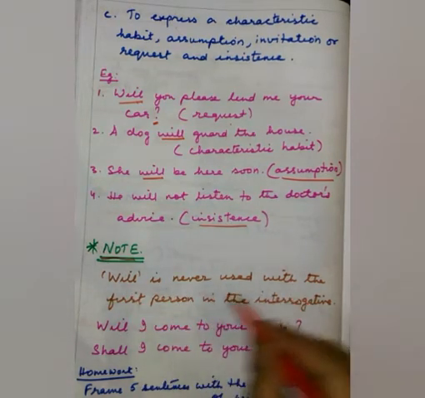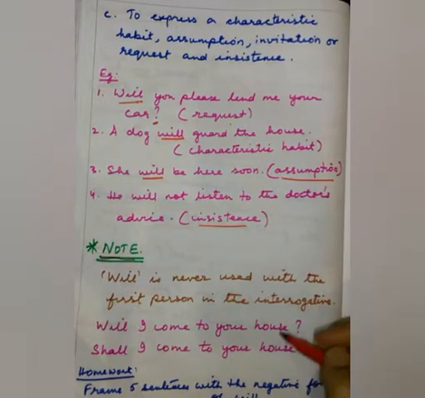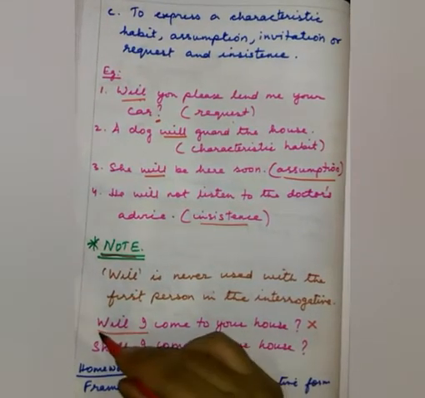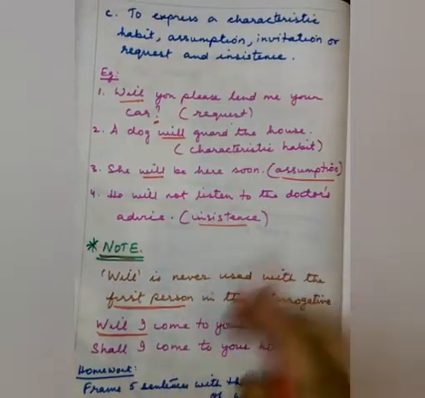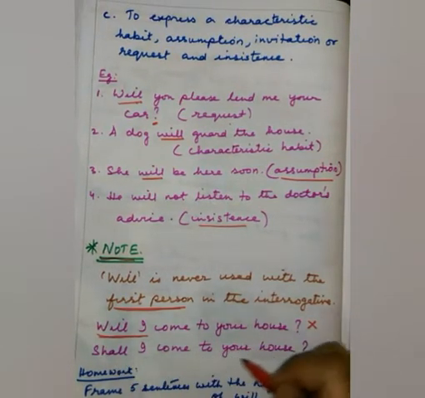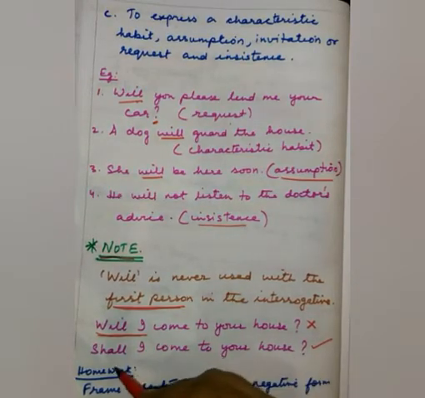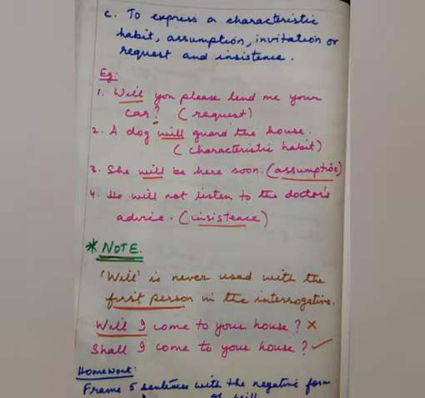Will is never used with the first person in the interrogative. Both these sentences are interrogative sentences. So the first one is wrong. Will cannot be used with I in the first person if it is an interrogative sentence. Shall I come to your house? This is correct. I can say, shall I come to your house? But I cannot say, will I come to your house? But be very careful. It has to be an interrogative sentence. Otherwise, will can be used with I.